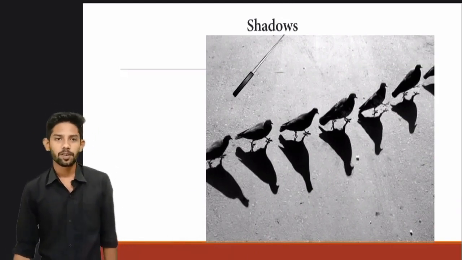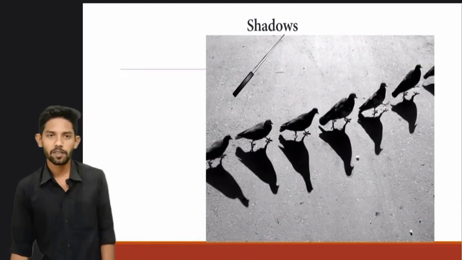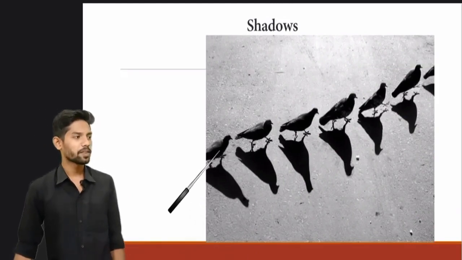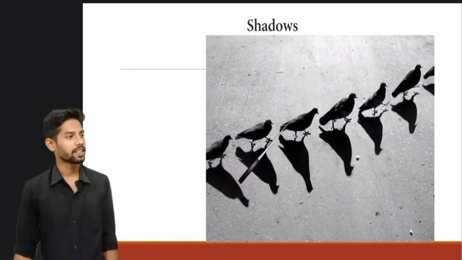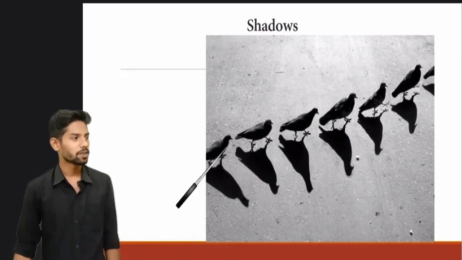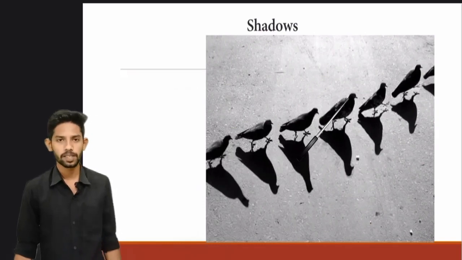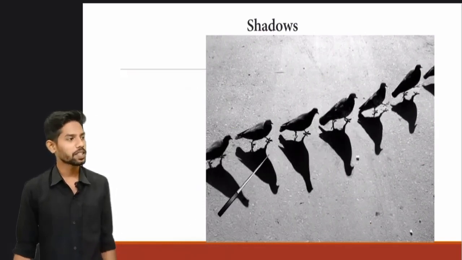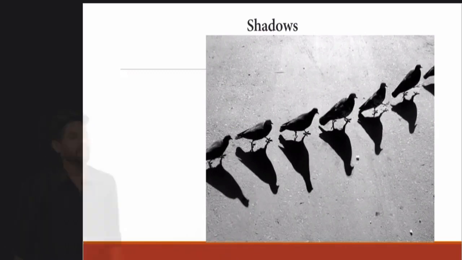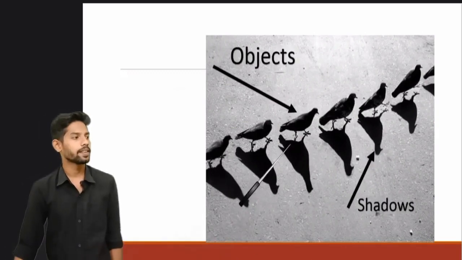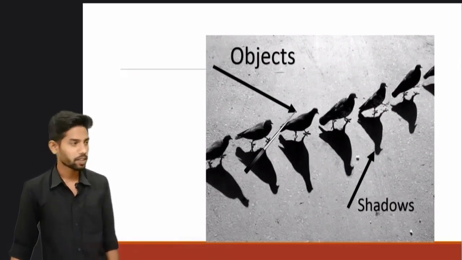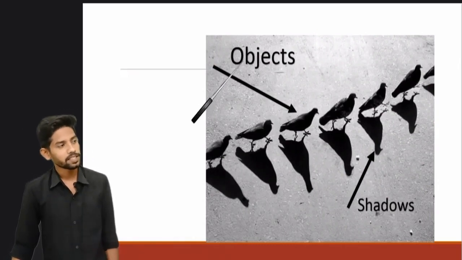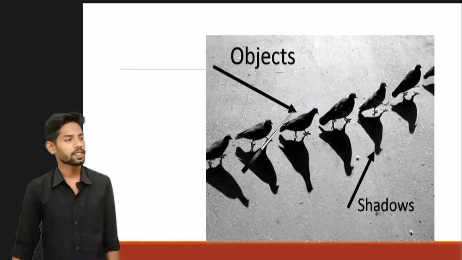Everyone knows what shadows are, but we shall see clearly what shadows are. Now everyone look here, you can see the birds walking on the roadside, one after the other. See, look, this one and this one, all these birds are walking on the road, right? But what is this black color? Now look clearly, these birds which are walking on the road are called objects, opaque objects. As I told, opaque objects create shadows, right?